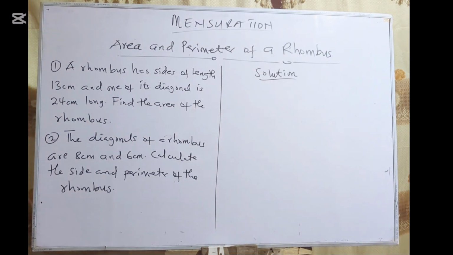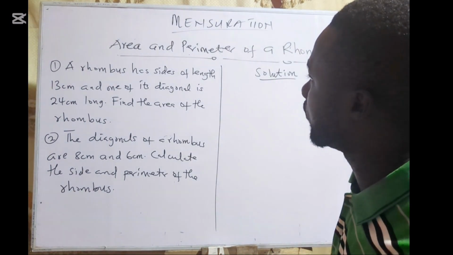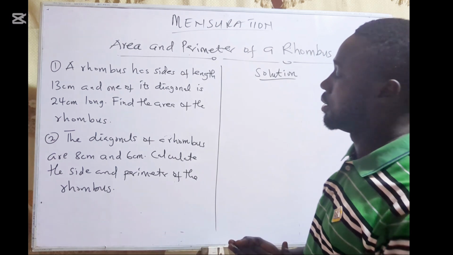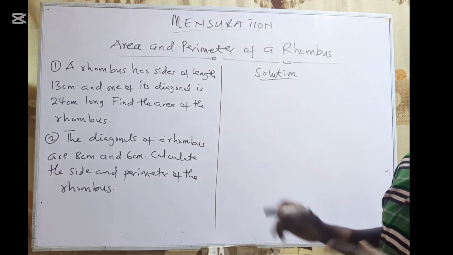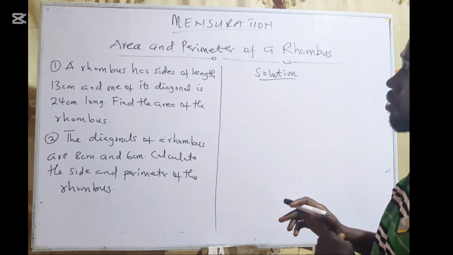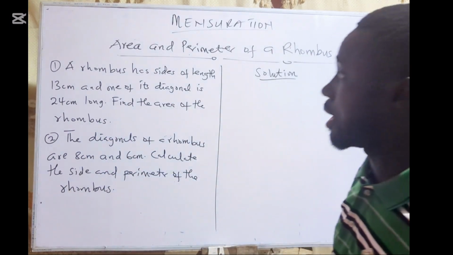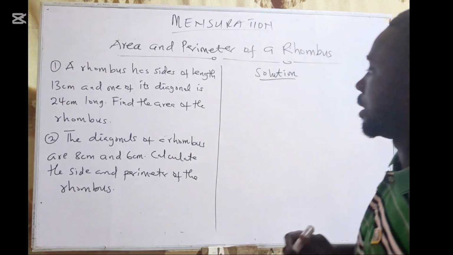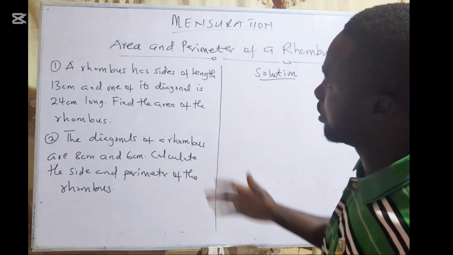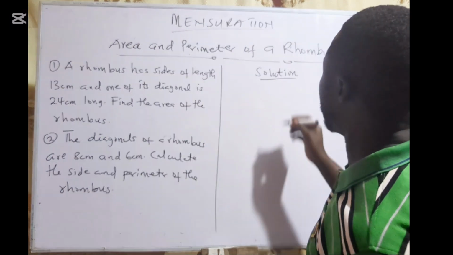So we are given the diagonal and we are given the side. And what is the area of a rhombus? Half times the product of the diagonals. Since we only know one of the diagonals, let's find the other diagonal and then we can find the area. So this requires that we draw our rhombus.